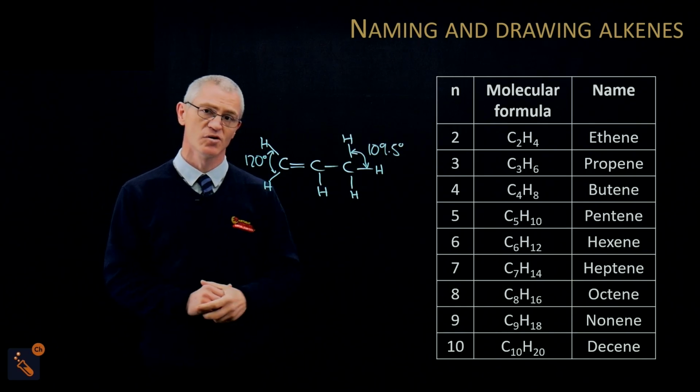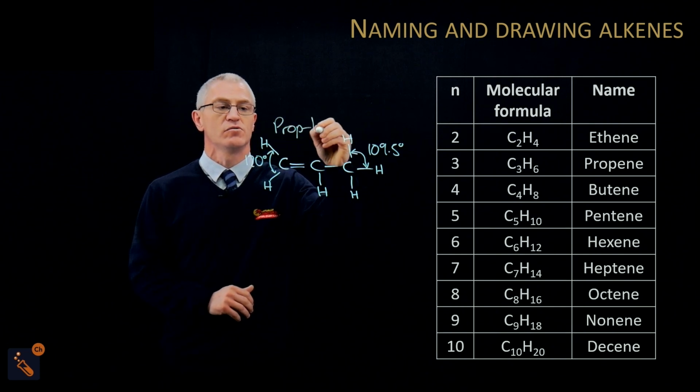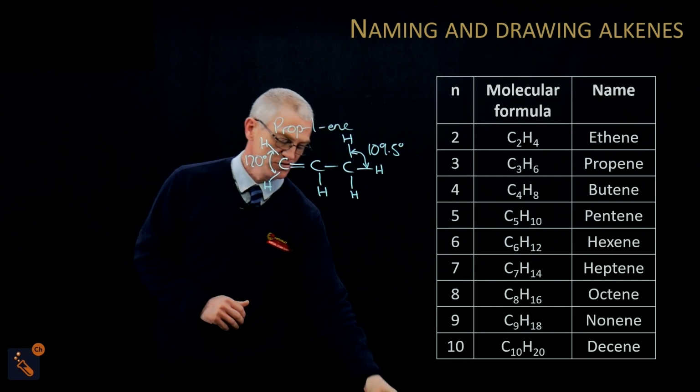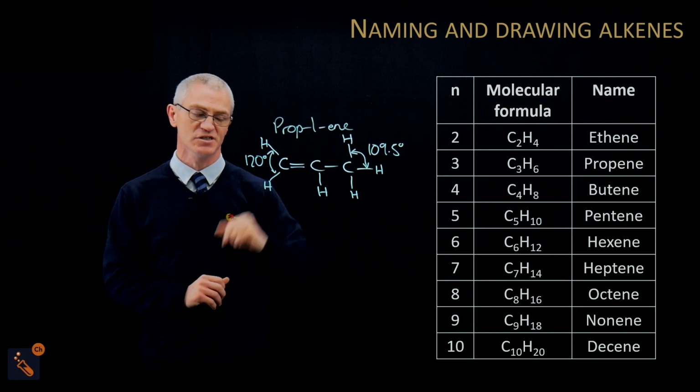But this is prop-1-ene. Let's just write that here: prop-1-ene. Notice that the number showing where your alkene is goes before the ene.